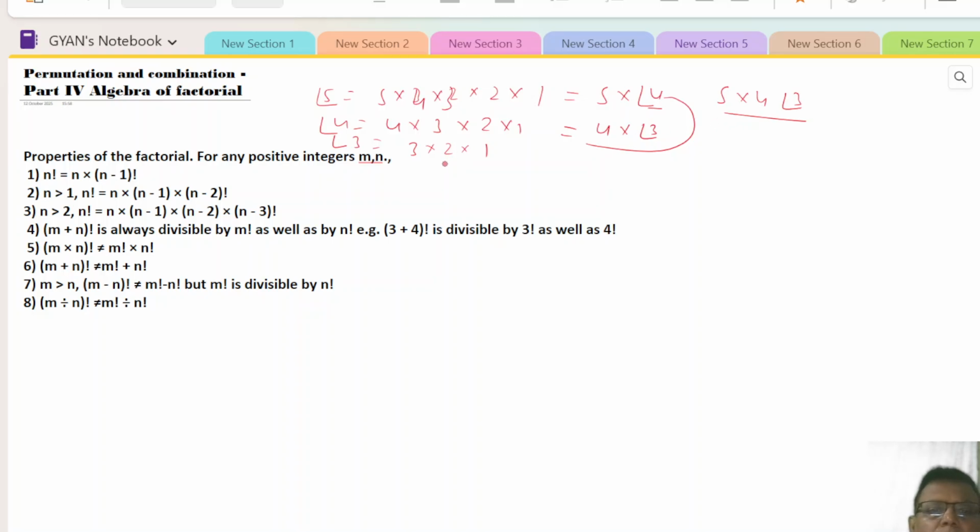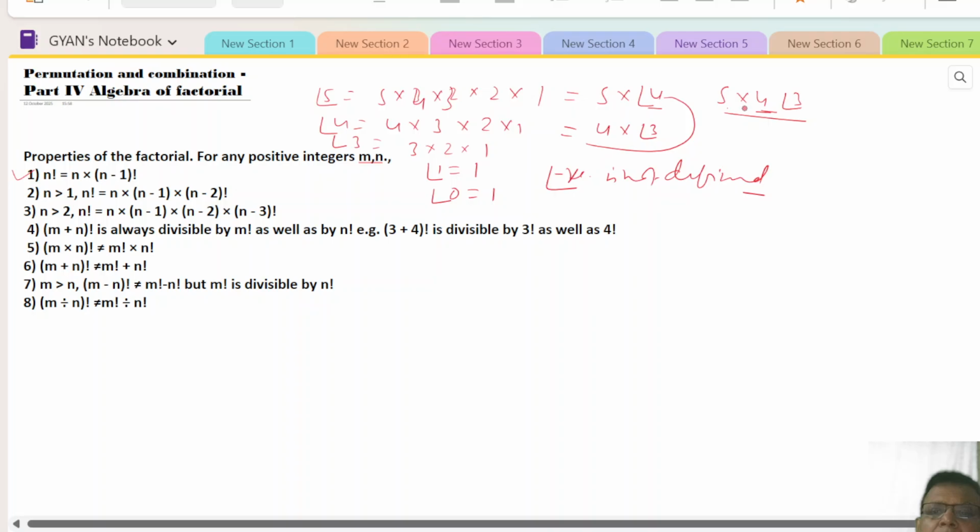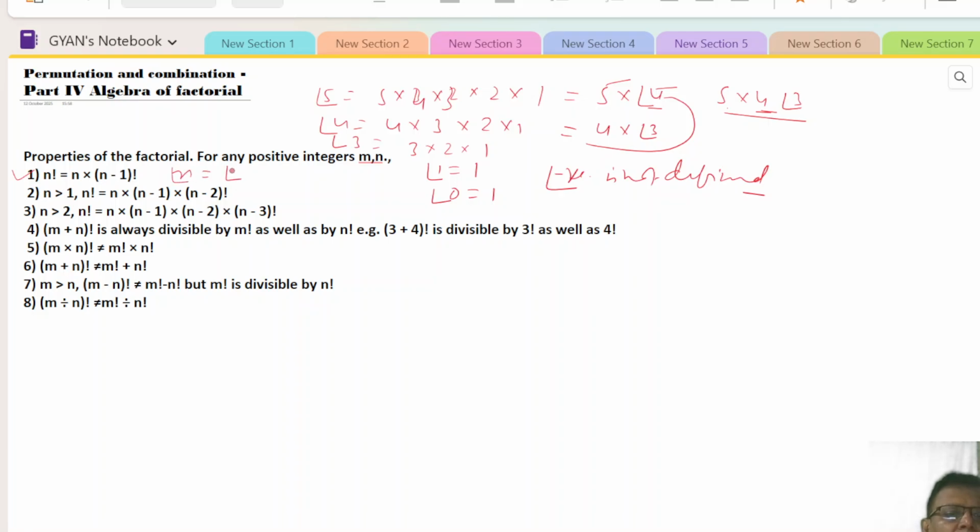So what will be factorial 1? Factorial 1 is 1, and factorial 0 is also 1. Factorial of a negative number is not defined. So from above we can write this formula, because this is n and this is n minus 1. So the first formula is factorial n is equal to n into factorial n minus 1.